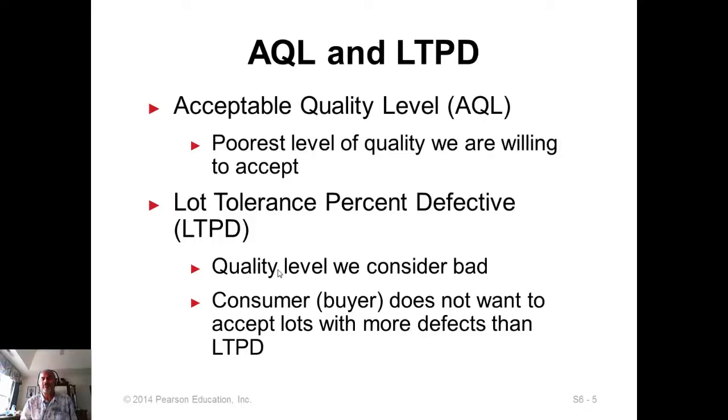Then the other side is lot tolerance percent defective. So what is the quality level at which a lot will be considered really bad? From the consumer's point of view, from the buyer's point of view, if you hit like 10% defective, then that is really a bad lot. That is called LTPD, lot tolerance percent defective. So let's look at how these two numbers work.